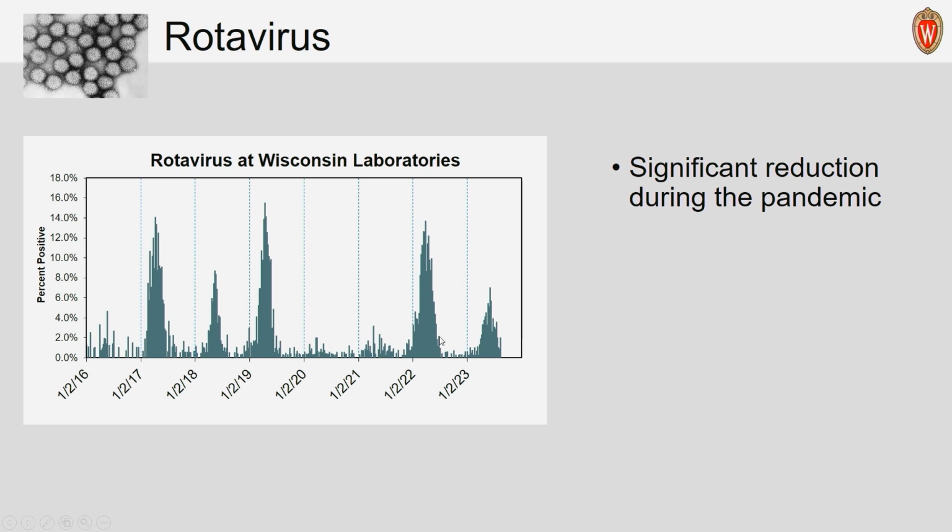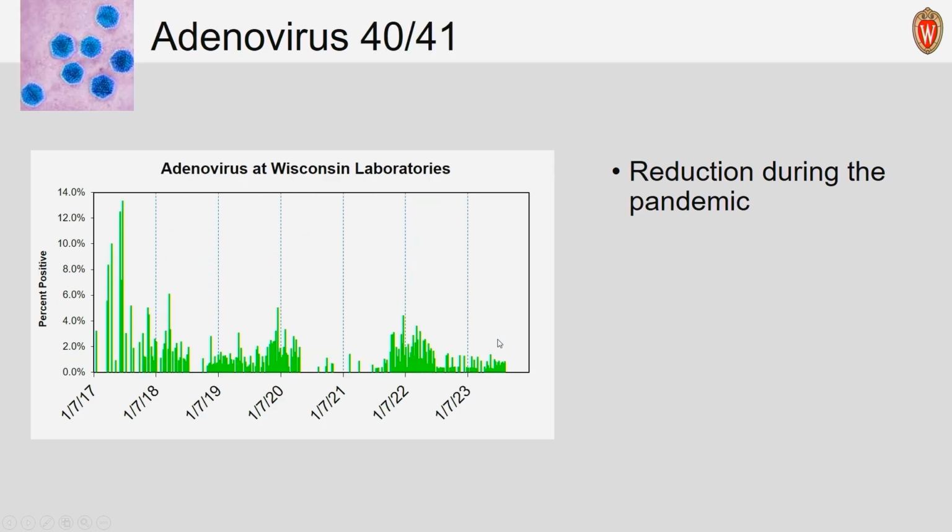Same with rotavirus. This one, we tend to have some big years, some low years historically, but we'd had 2 very, very low years in a row, but that does seem to have come back. And adenovirus, very low incidence to begin with, but did take a little bit of a gap during the pandemic.